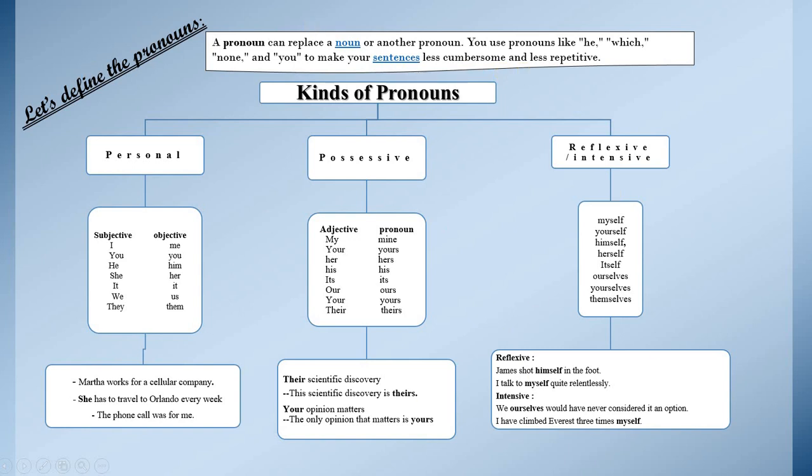Kinds of pronouns. We have many kinds of pronouns. We start with personal pronouns, possessive, reflexive, and intensive. The personal pronouns, we have subjective and objective. Subjective, we have I, you, he, she, it, we, they. These are used to replace the subjects. And these are used to replace the objects.